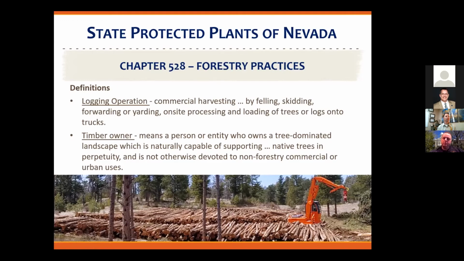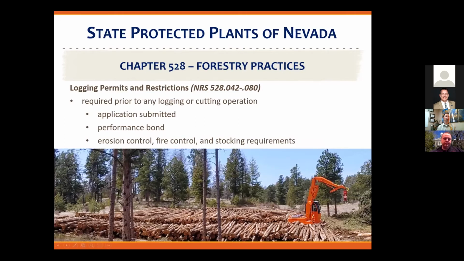So in the event you're going to do some sort of development or have a plan for a piece of land and cut trees and put them on a truck and take them to a mill, then there's this logging permit that needs to be applied for. And then a performance bond posted, and erosion control, fire control, stocking requirements, all these things are issued as part of the permit. When I say stocking requirements, that's when you get done with the logging, how many trees are going to be left on the land, at what spacing, et cetera, to ensure that the environmental quality following this activity protects water quality and wildlife habitat and soil stability, these kinds of things.